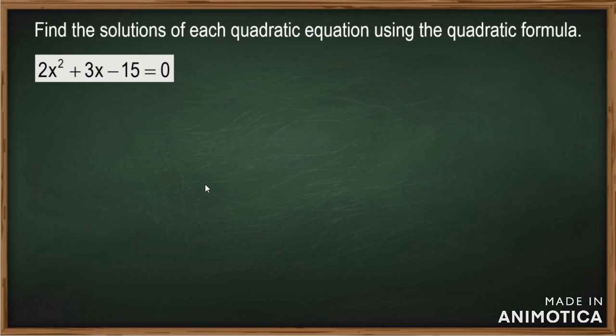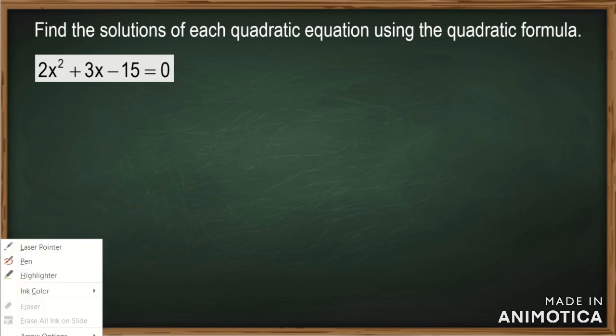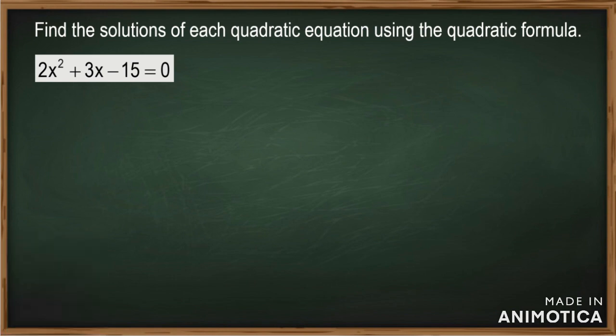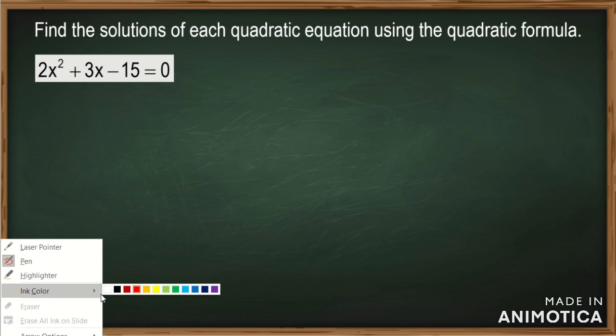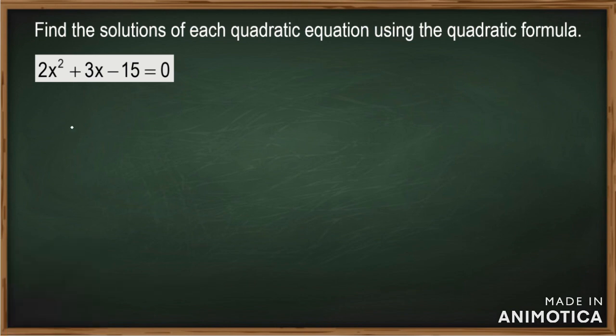So we have here 2x squared plus 3x minus 15 equals 0, which is already in the standard form. So we can now proceed with the first step, which is to identify the values of a, b, and c. Our a is equal to 2, the coefficient of the quadratic term. Then our b is the coefficient of the linear term, 3. Then our c is equal to negative 15.